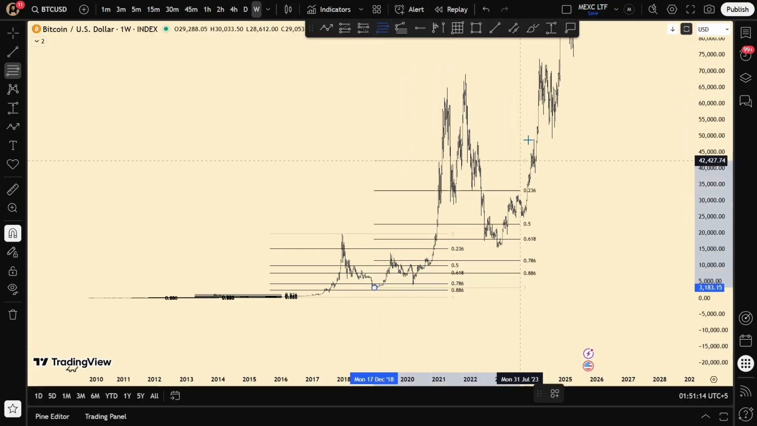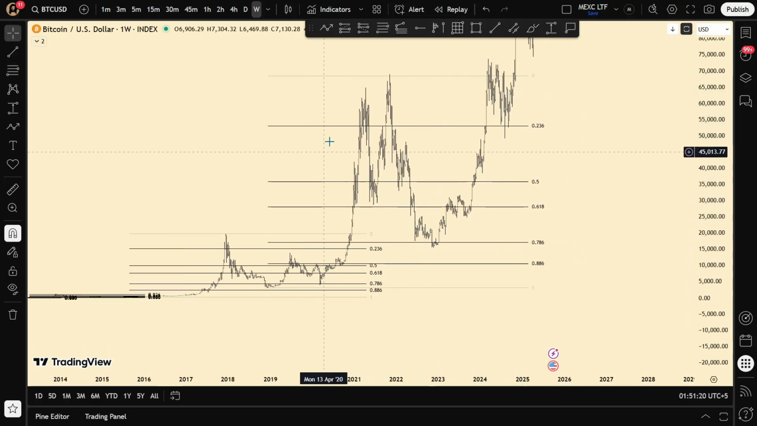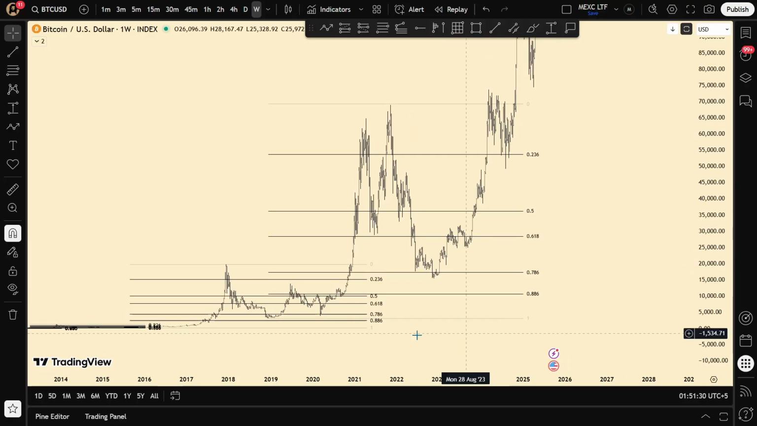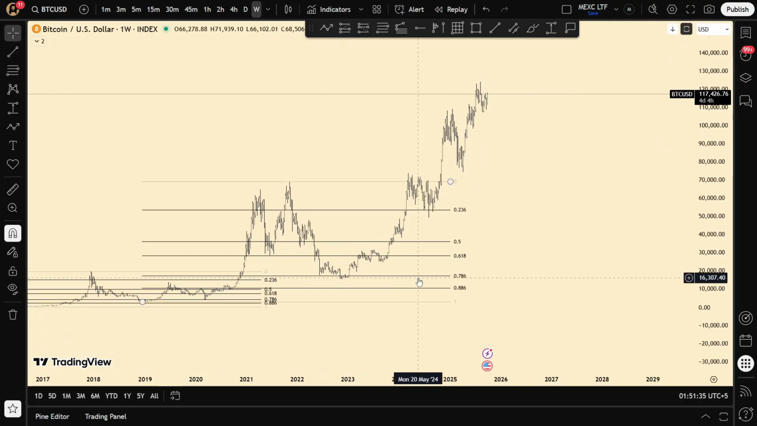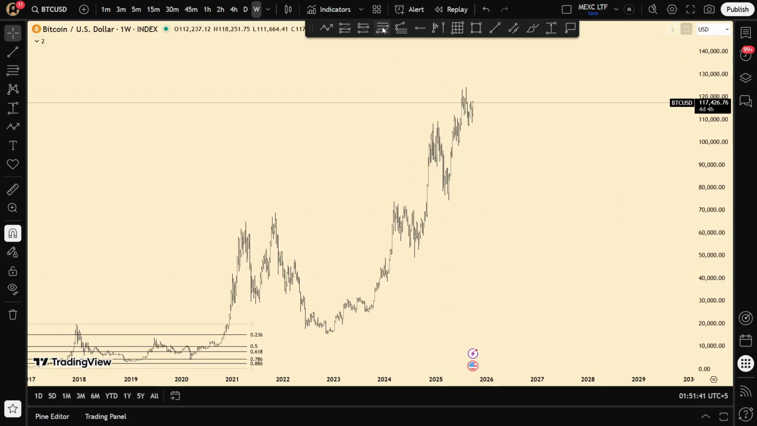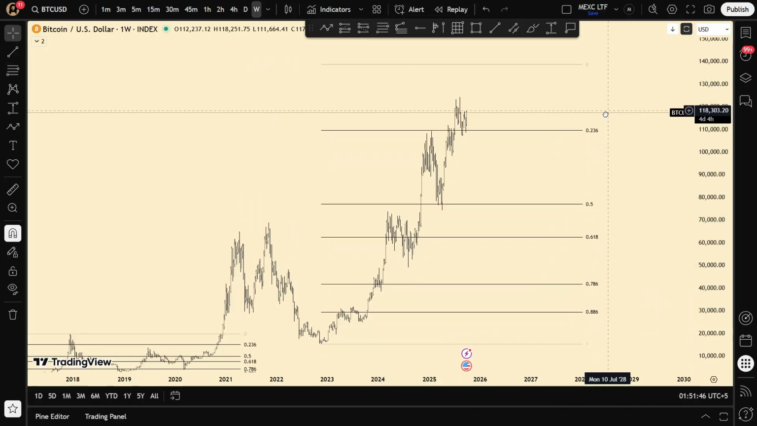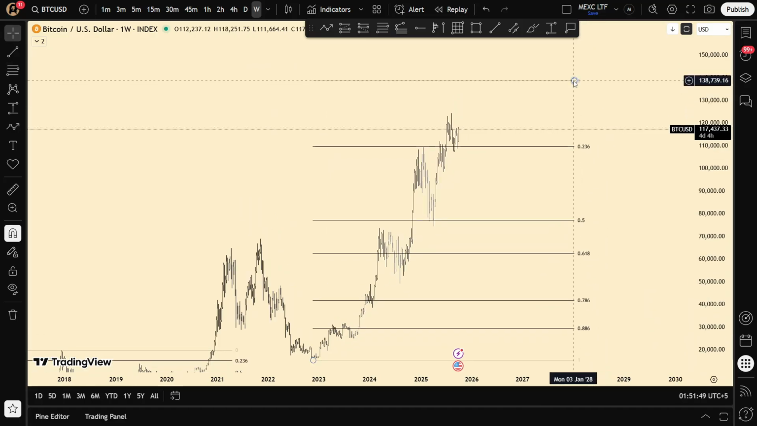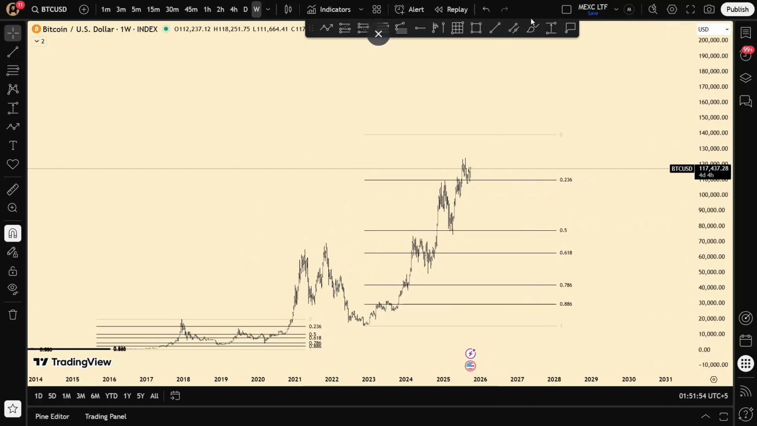Start from here all the way to there. 786 retracement, all the way to 786 retracement. And now the next cycle has started. And obviously it's going to be much bigger than the previous one, and you can see that we are actually very, very high. But wherever the cycle ends, I believe it's going to be around 138 region, 138 to 145. We will expect Bitcoin to do something in the region of this.